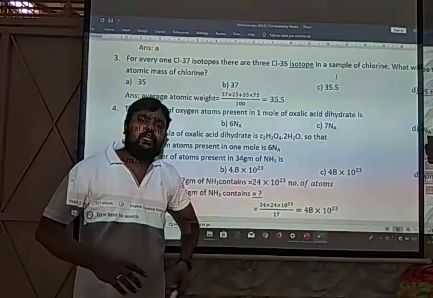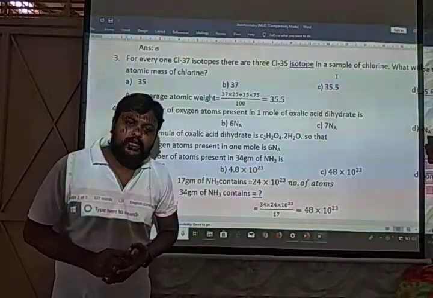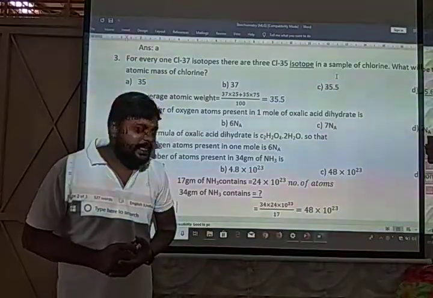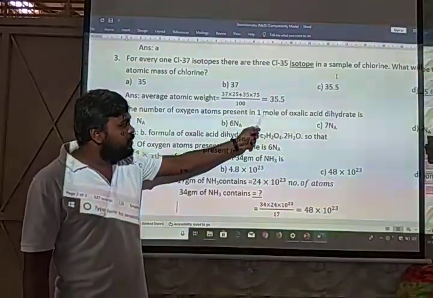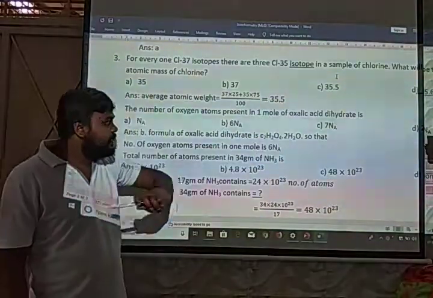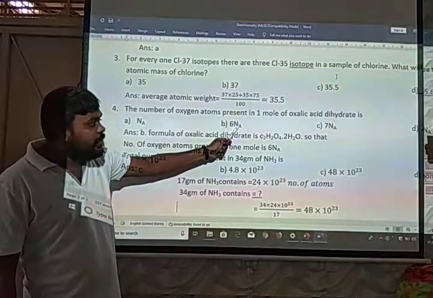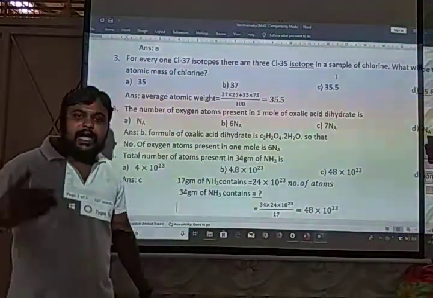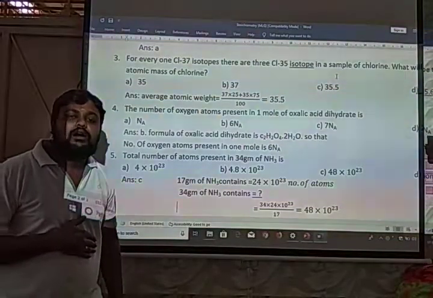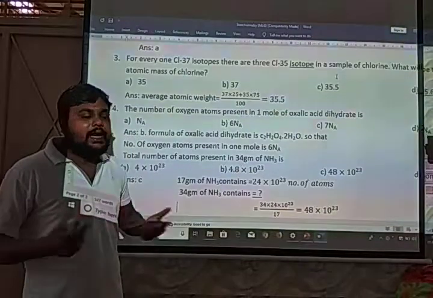You are already very familiar with the Avogadro number, that is Na equal to 6.023 into 10 power 23. So the number of oxygen atoms present in 1 mole of oxalic acid dihydrate is 6 Na. Why? Because one molecule of oxalic acid dihydrate contains 6 oxygen atoms, so Avogadro number of molecules contain 6 into Avogadro number of oxygen atoms.